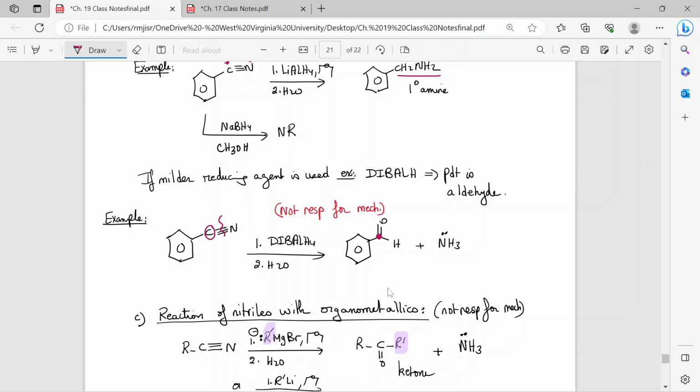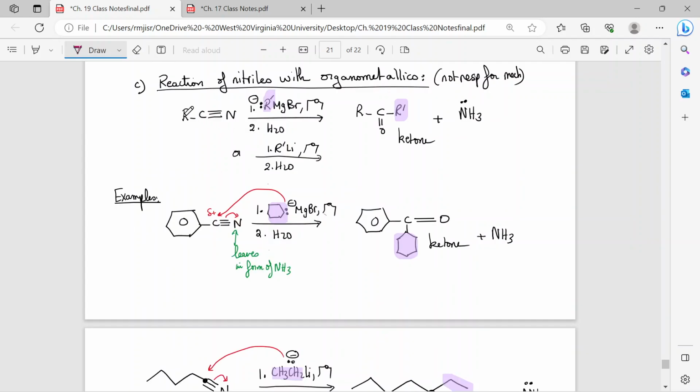The triple bond is going to break since this one is a basic medium. Then the nitrogen is going to leave in a form of a lone pair. The last reaction of the nitriles is the reaction with Grignard and alkyllithium. This is a basic medium, so the nitrogen is going to leave in a form of a lone pair. The carbon of the nitrile is going to turn into a carbonyl throughout the process.